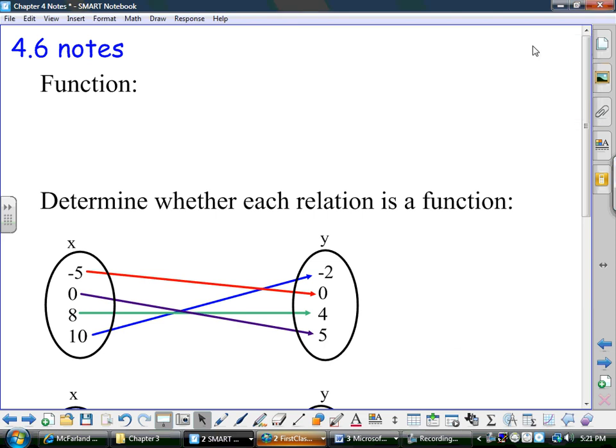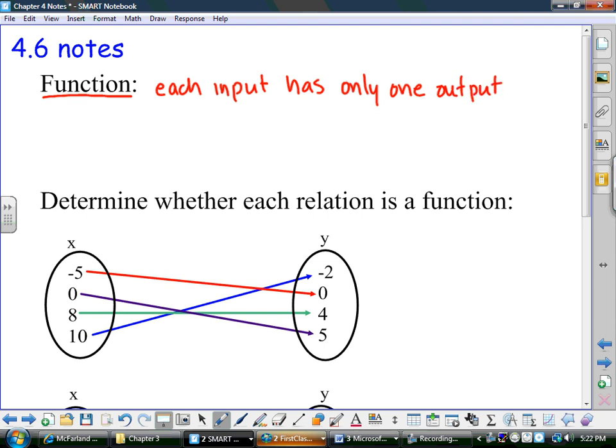4.6 notes are about functions. A function has some special qualities about it. For a function, each input has only one output. And most of what you're used to is a function. If I give you something into that function, it only has one possible thing that could come out. That's another way of saying each x only has one y that goes with it, not more than one y.